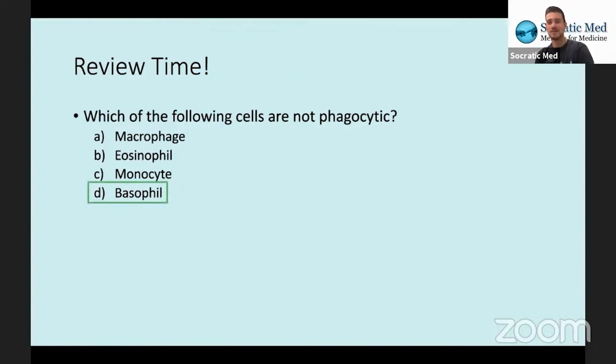Basophils are not phagocytic. They degranulate. They release histamine. And they recruit other immune cells to the location, and the histamine also causes a local inflammatory response. So that's their main function.